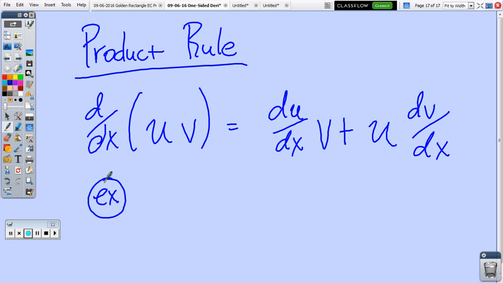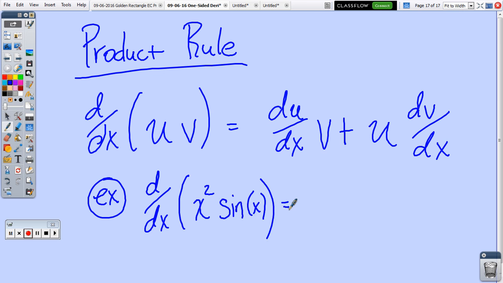I don't speak math. You're going to have to recognize a common derivative, say of a trig function: the derivative of sine of x, for example, is cosine x. So let's say we take the derivative of x squared times the sine of x.